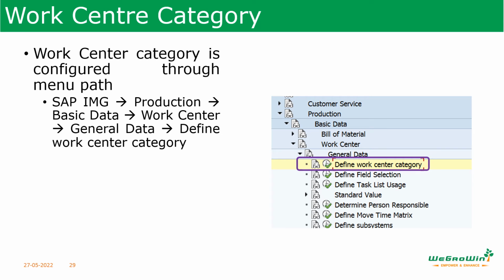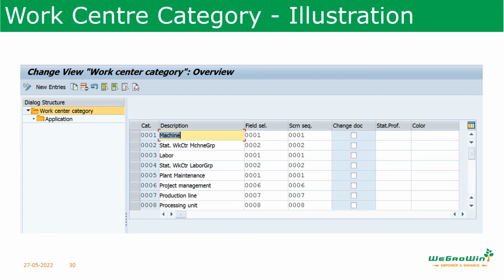Next, we'll talk about configuration related to work centers. Here, it starts with the work center category. Work center category is a major classification of work centers by SAP. It is configured through the menu path shown here. Some examples of work center categories are machine, processing unit, labor, etc. Work center category also controls the field selection inside the work center.